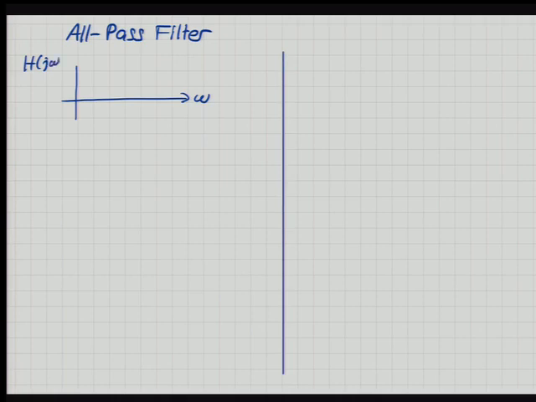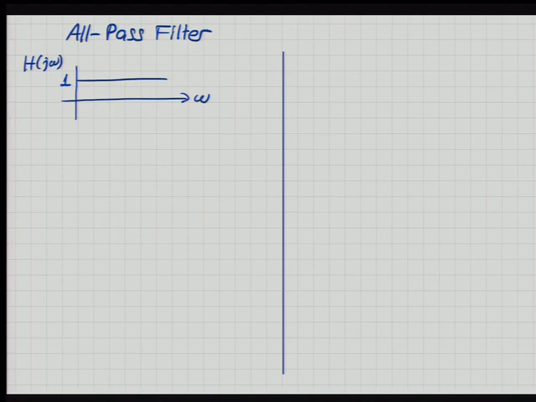So H of j omega is flat, equal to 1. What is not flat is the phase. And that's why these filters may be used. Sometimes you want to do a correction to the phase, but you don't want to mess with the magnitude. That's when you go to all-pass filters.